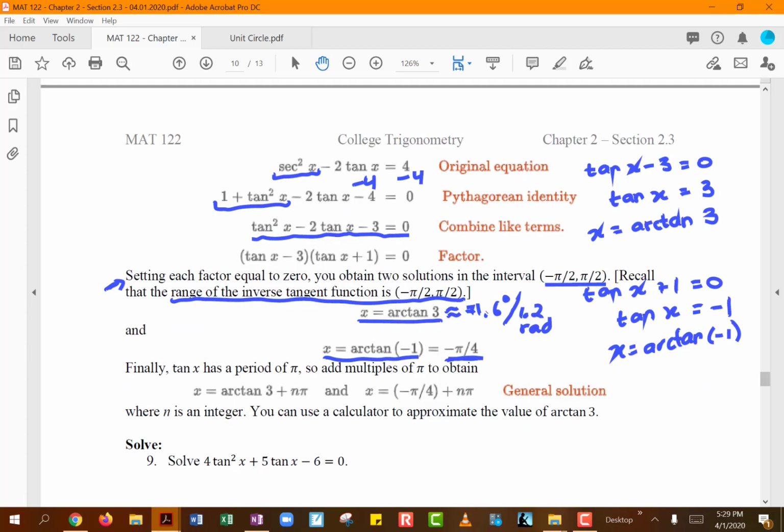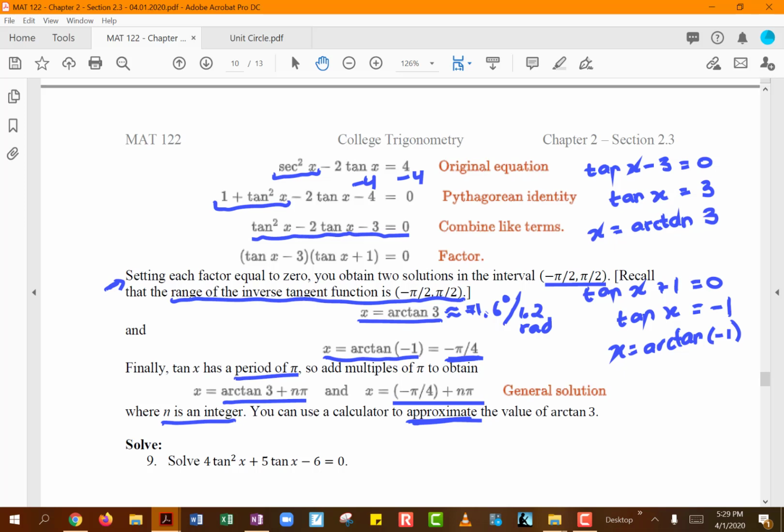But for x equals arctangent of -1, since we were able to simplify it, we gave you negative pi over 4. So again, using the idea that the tangent function has a period of pi, you can then add n pi to both of these answers, and they're telling you that you can use the calculator to approximate the answer for arctangent of 3. And again, remember guys, n is going to be an integer.